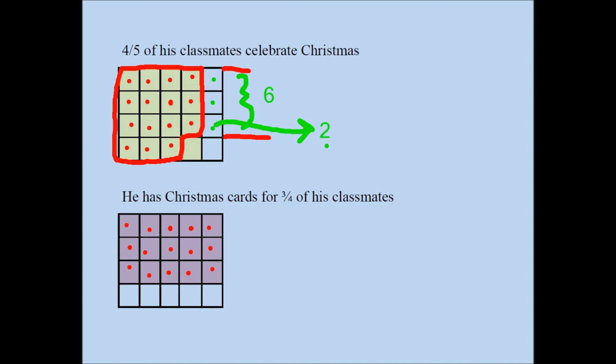If each box represents 2, the question asks, exactly how many Christmas cards did Jason make himself? He made all these cards. There are 15 boxes. Each box is worth 2 cards, so the answer should be 15 times 2, or 30. So my final answer is Jason made 30 Christmas cards.